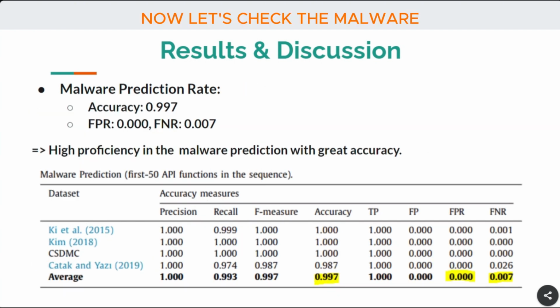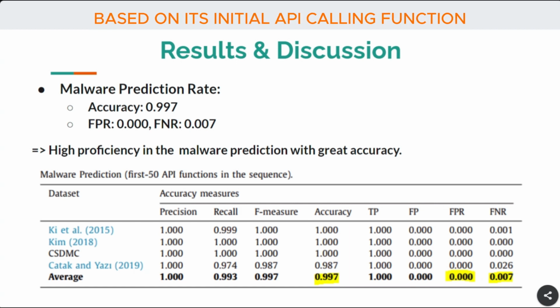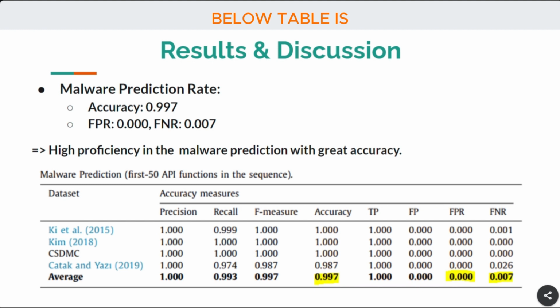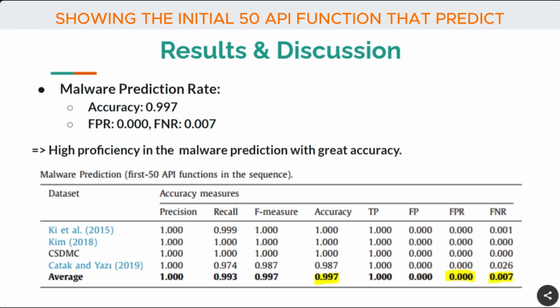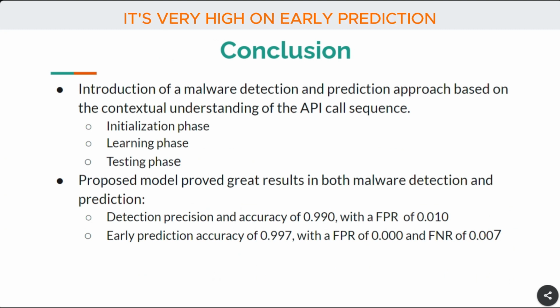Now let's check the malware prediction rates as well. It's more effective if we can predict whether a given sequence is malicious or not based on its initial API calling functions. The table below shows the initial 50 API functions used for the prediction feature in samples, and the model showed an average accuracy of 0.997 with an average false positive rate of almost zero and a false negative rate of 0.007. This also proves a very high early prediction.